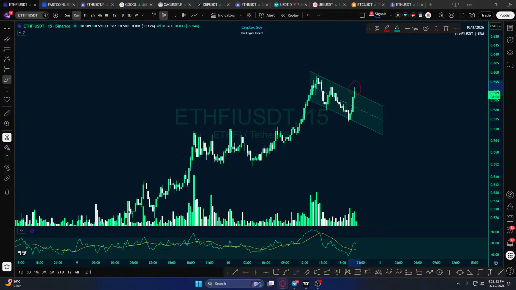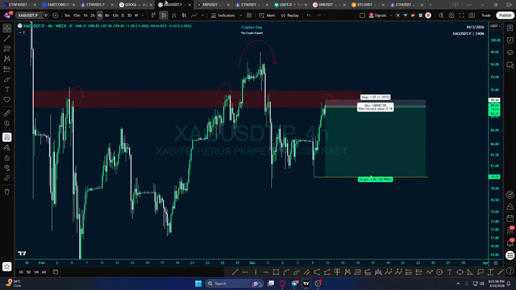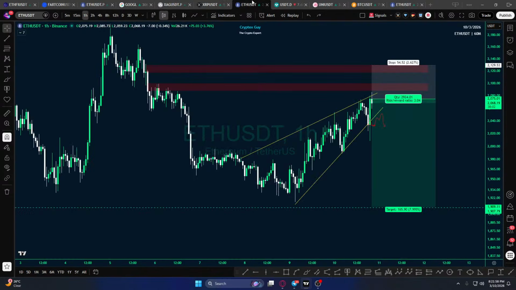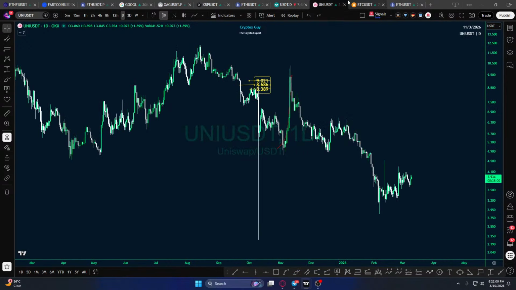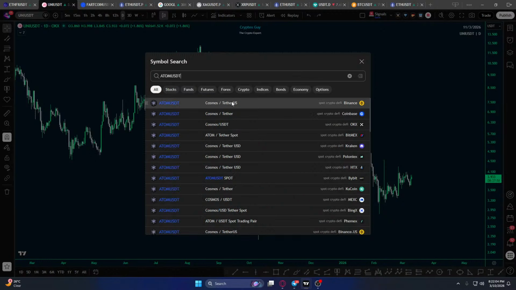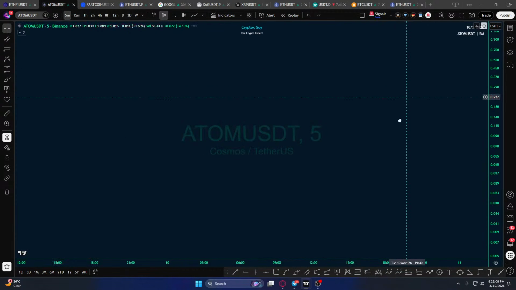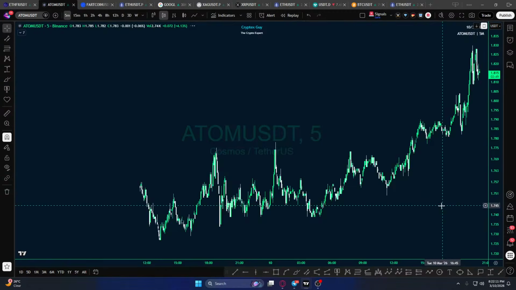Atom is almost overbought. Let me look at Atom then. Where should I open Atom? I have too many charts open. Too many charts. Let me open it here. Atom USDT. Atom is like a dead coin for long term.